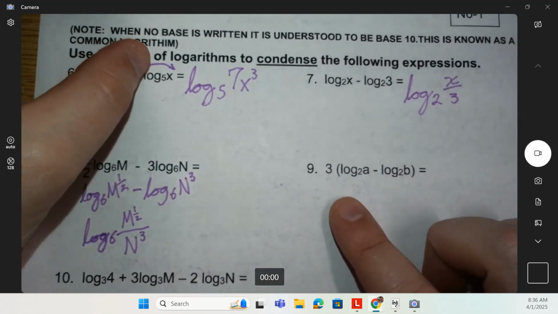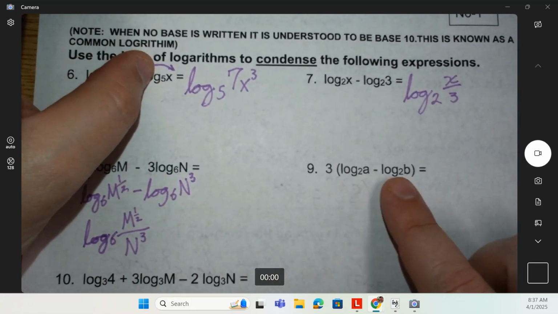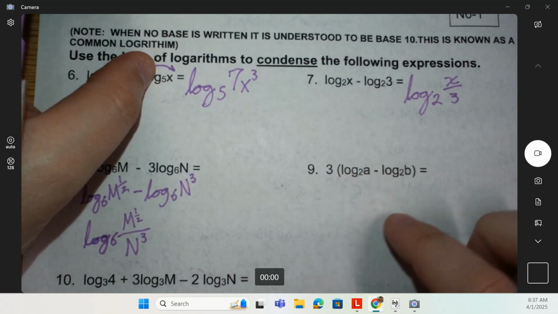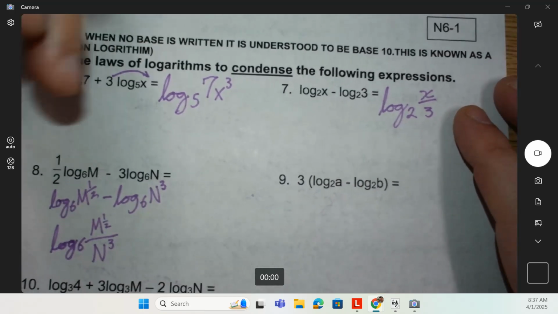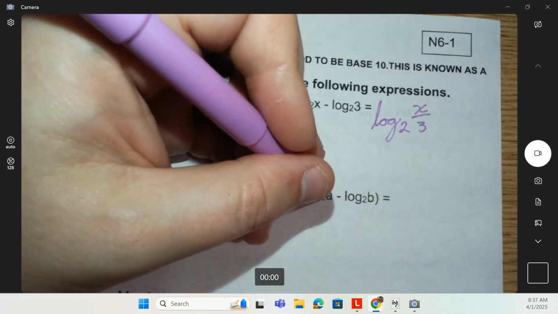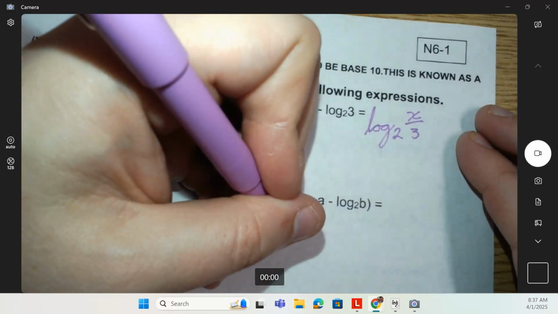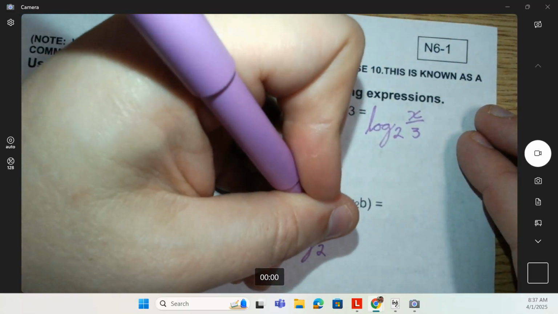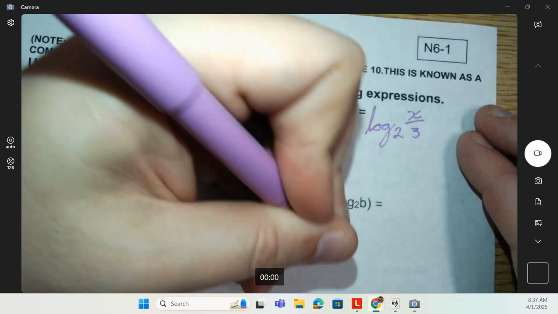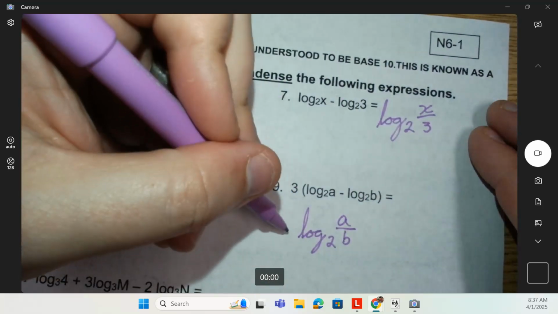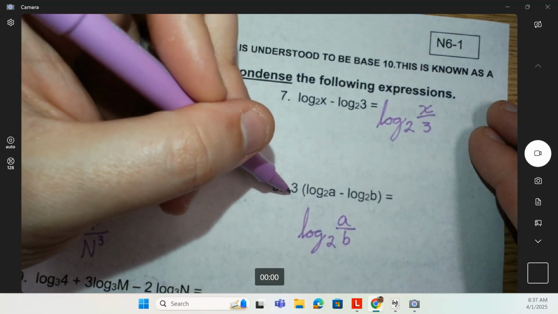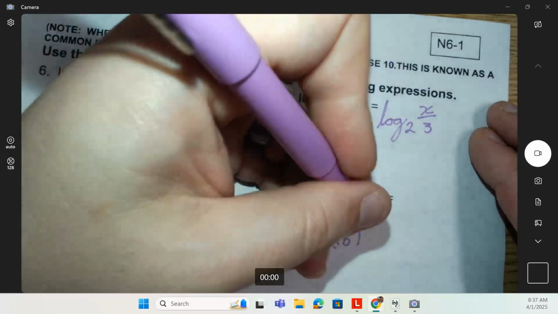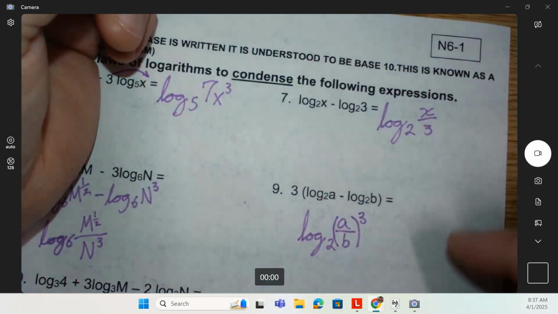A couple more here. So we're going to combine inside the parentheses first. Then we'll put that to the third power. So that gives me log 2 of a minus log 2 of b would be log 2 of a over b. And then instead of putting 3 up front there, I know that's really going to turn into an exponent. So we can do our parentheses and put all those to the third power.